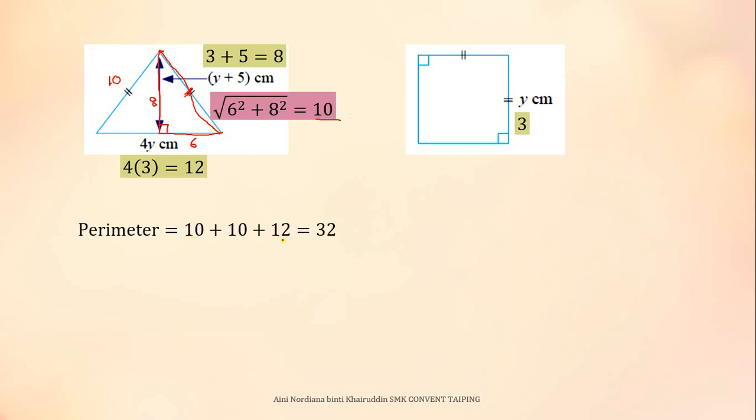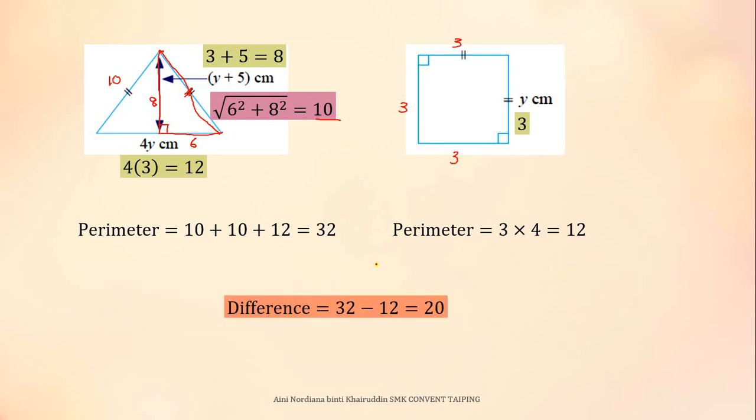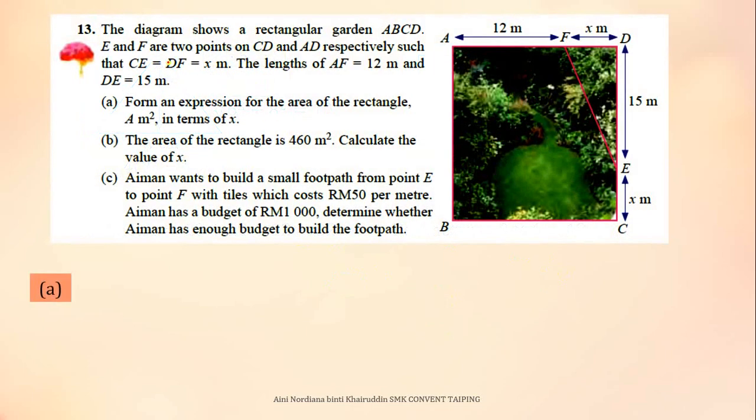10 plus 10 plus 12 equals 32. And the perimeter for the square is 3 times 4, or 3 plus 3 plus 3 plus 3, equals 12. Then find the difference of this perimeter. So this is the answer.